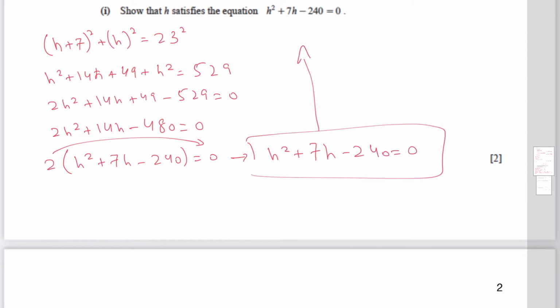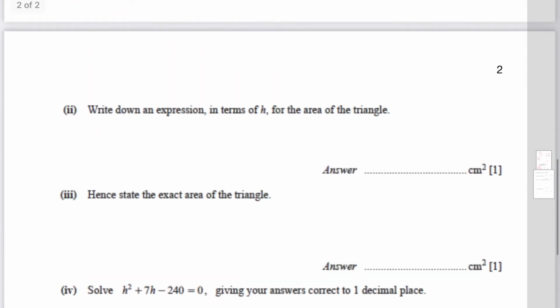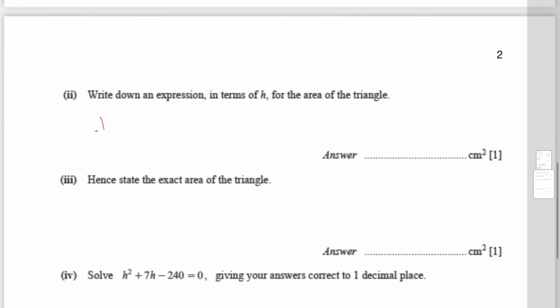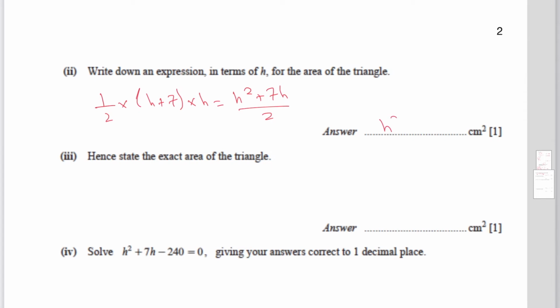Which is the same as this equation right here. The next part says write down an expression in terms of h for the area of the triangle. So in order to find the area of the triangle, you would need to multiply half by the base. Base was h plus 7, that's the length, by the height. This becomes h square plus 7h over 2, which is the area. So you write it over here, h square plus 7h over 2.